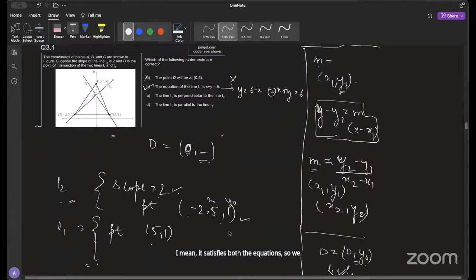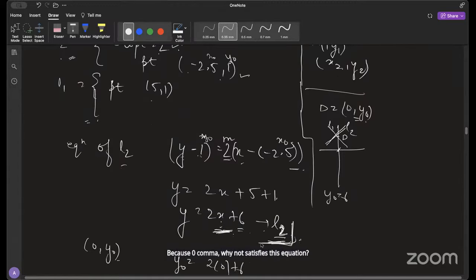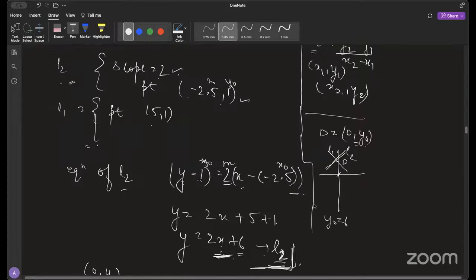That means it satisfies both the equations. So we have the equation of L2. You can put x equals 0 here. You will get y naught equals 6 from here. Put x equals to 0 in this equation because 0 comma y naught satisfies this equation. Is this part clear to everyone?